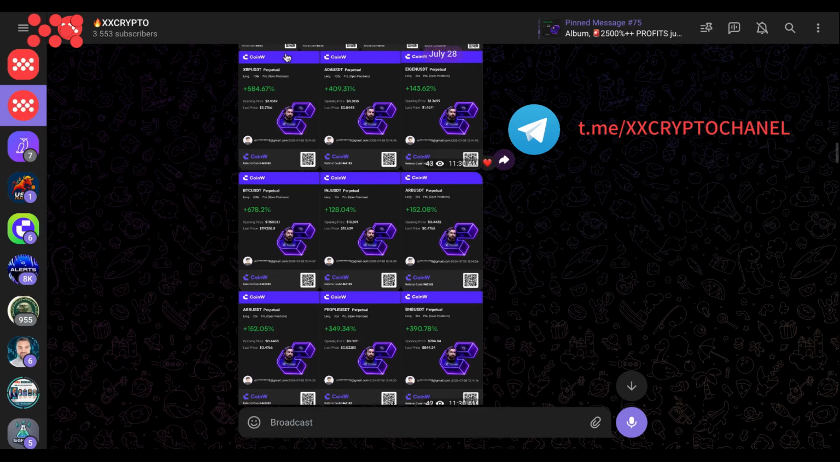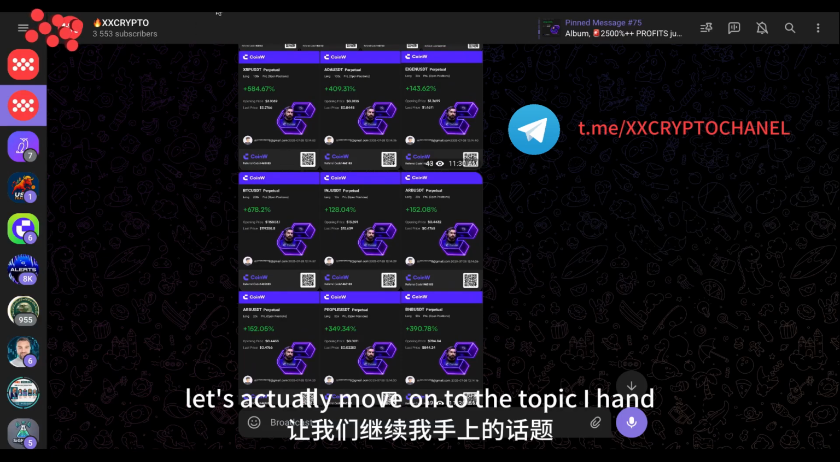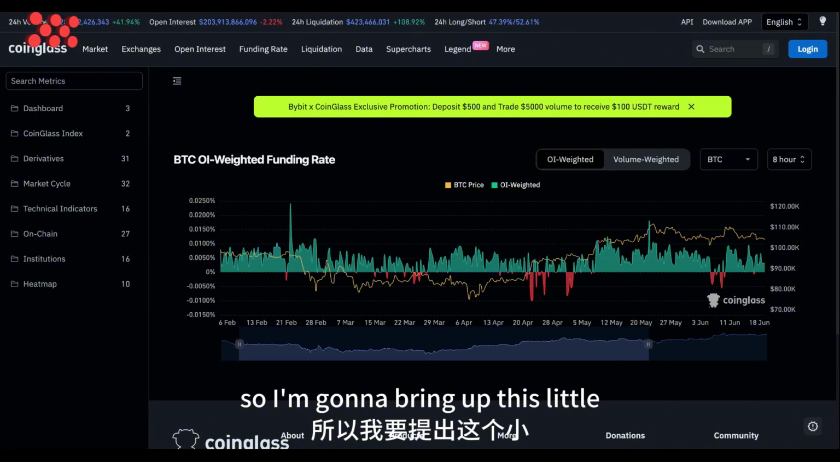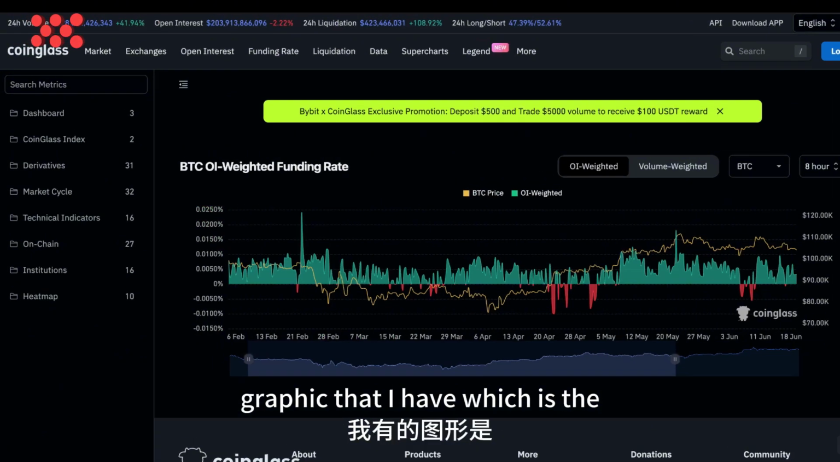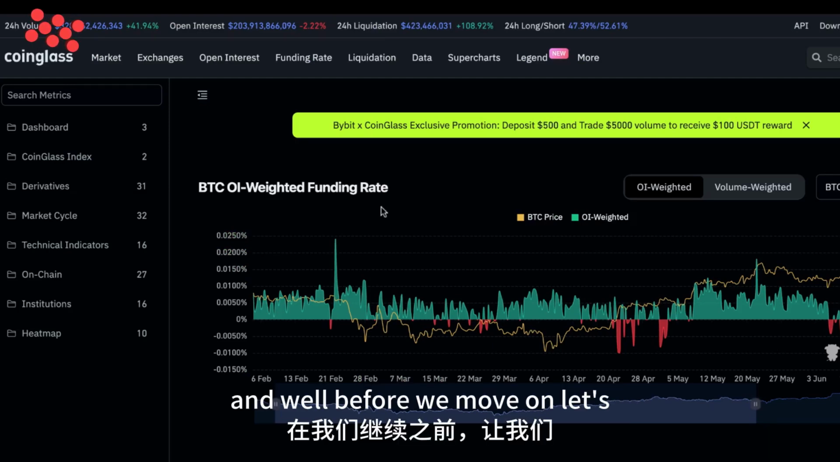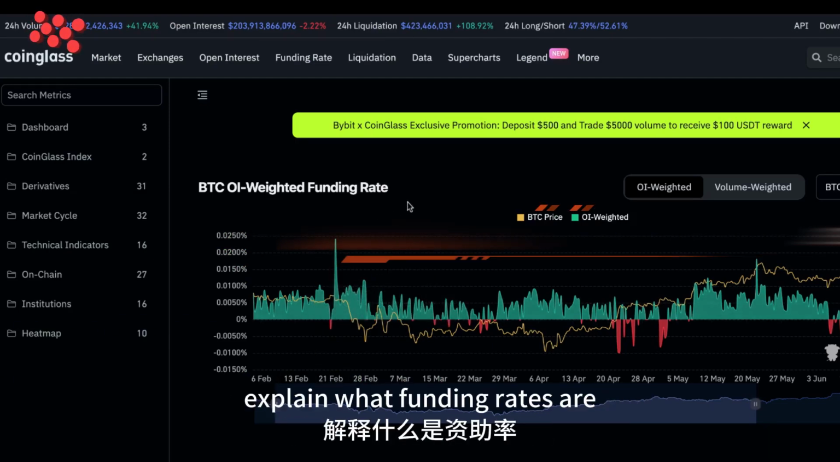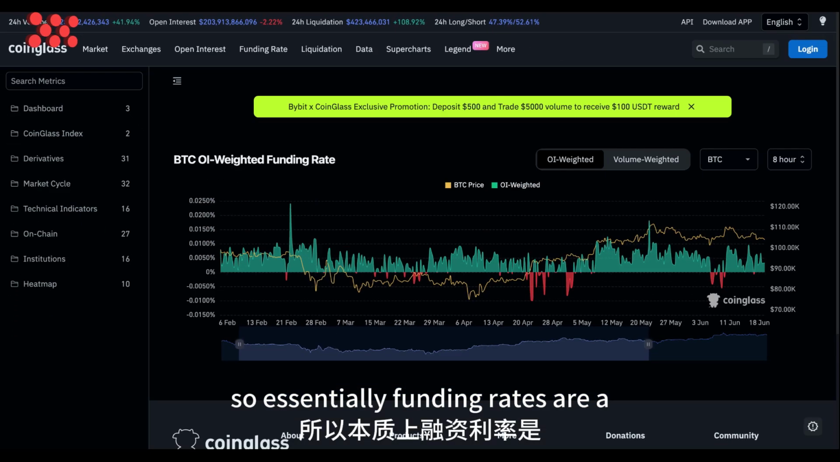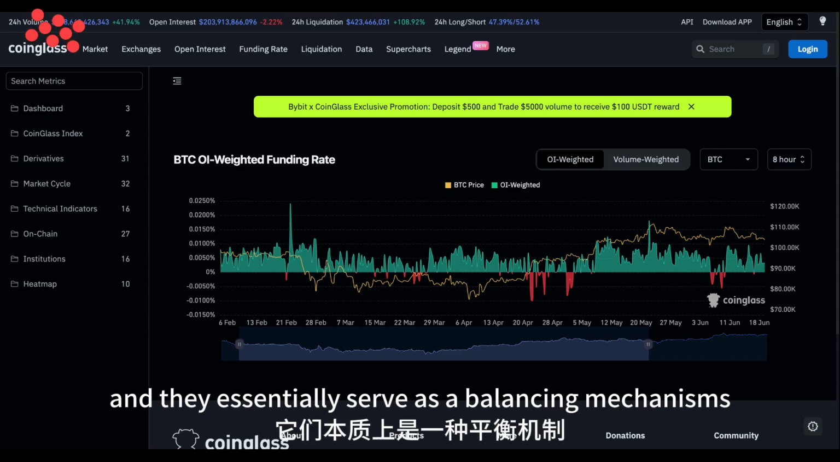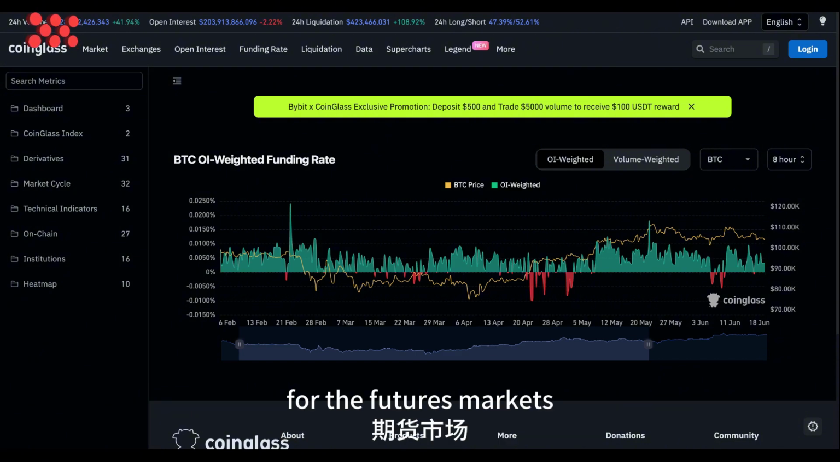Now, let's actually move on to the topic at hand, which is funding rates. So I'm going to bring up this little graphic that I have, which is the Bitcoin funding rate chart from Coinglass. And before we move on, let's explain what funding rates are. Essentially, funding rates are a unique concept to the futures markets in crypto, and they serve as a balancing mechanism for the futures markets.